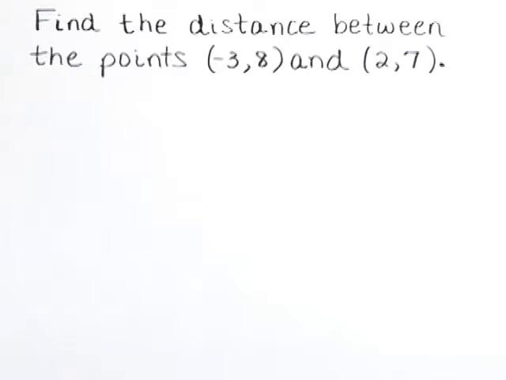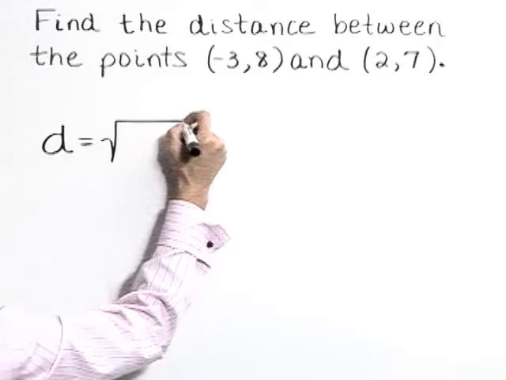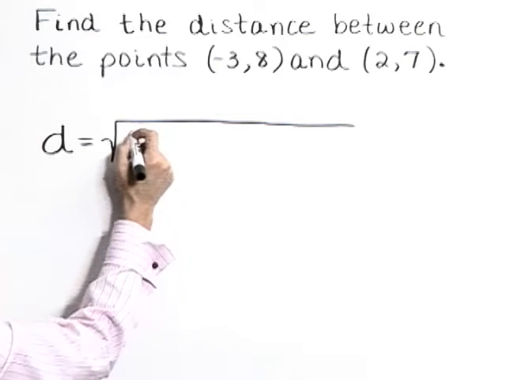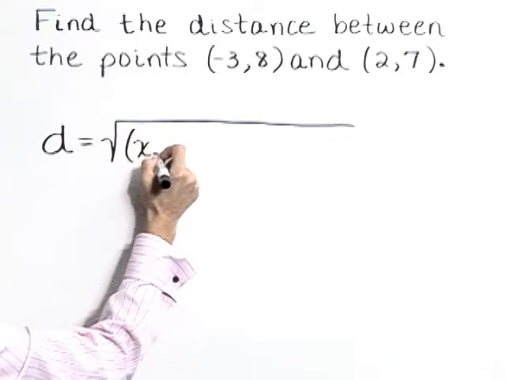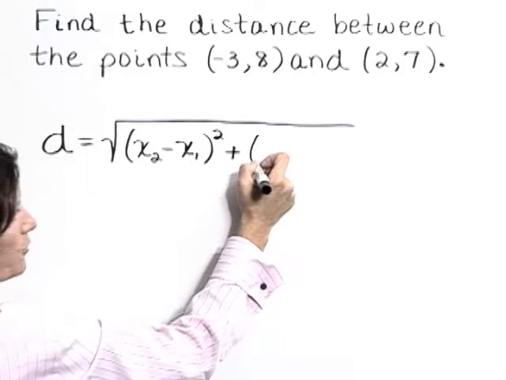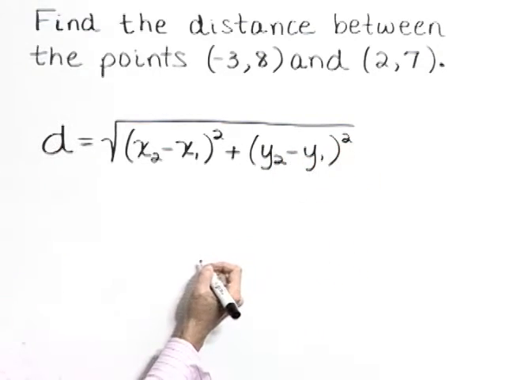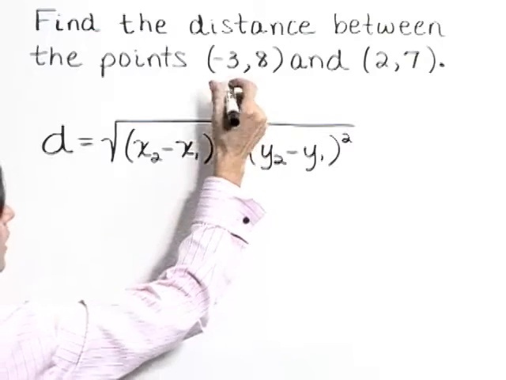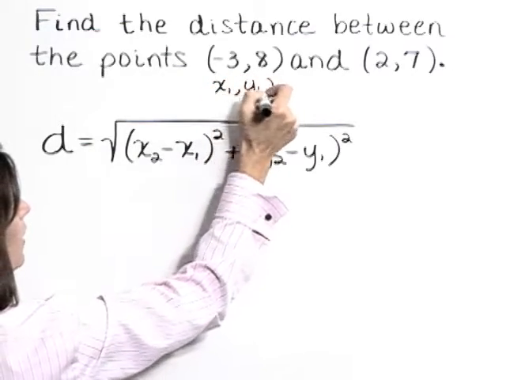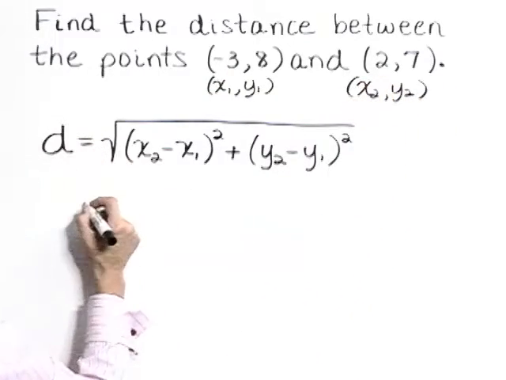Find the distance between the points -3, 8, and 2, 7. Let's start by writing down our distance formula, which is d, the distance, is equal to the square root of the difference between your x values, x2 minus x1, quantity squared, plus the difference between those y values, y2 minus y1, quantity squared. Now let's identify our points as x1, y1, and x2, y2, and let's substitute values.